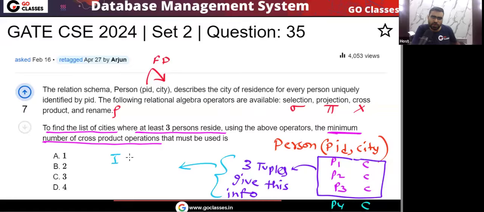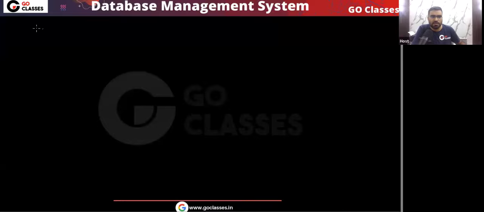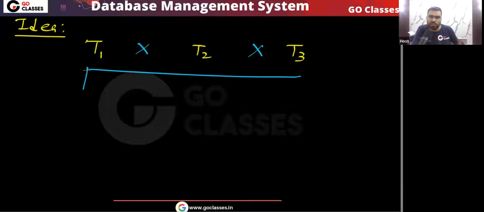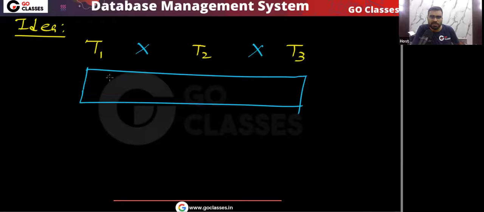Means I need three copies of table Person. Very simple. From this idea you can easily see, I need table T1, table T2, and table T3. In this cross product, I need those tuples where the city must be the same.